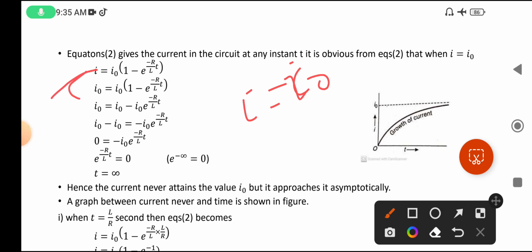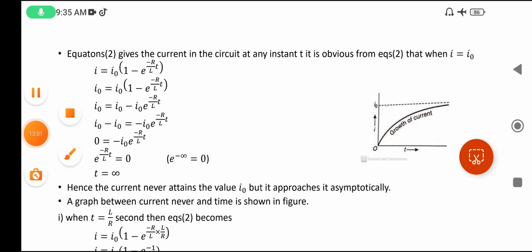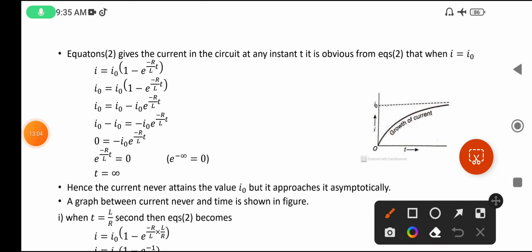So see here, in the place of I, I naught is substituted, and this I naught is multiplied inside. Then bring this I naught to this side. If you bring it to this side, it becomes minus. Both terms give us 0 value. If you bring this side, that is also 0. So finally what you write? e power of minus R by L into t is equal to 0.